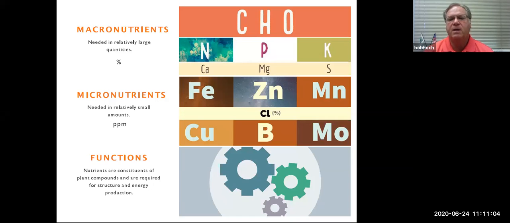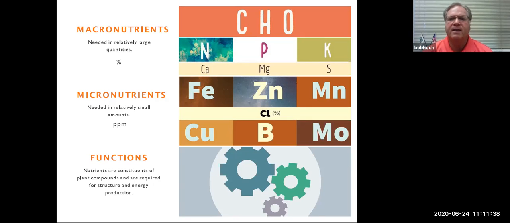So when we measure these, we're not measuring in percentages, we're measuring in parts per million. So it's a magnitude much smaller than the macronutrients when we take those measurements. So things like Fe, which is iron, Zn, which is zinc, Mn, which is manganese, Cu is copper, B is boron, Mo is molybdenum, and Cl is chlorine, which is chlorides. So those are the nutrients.